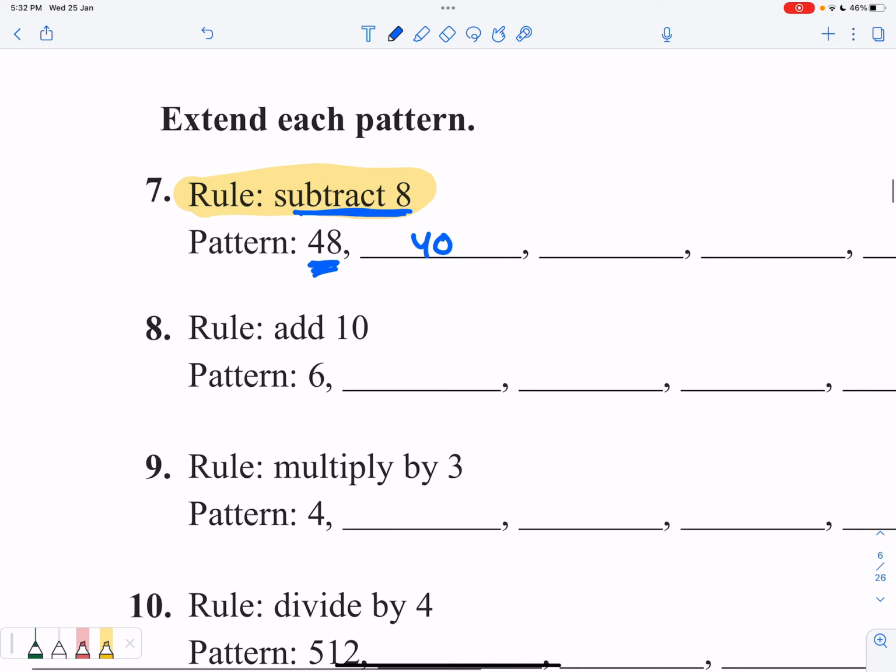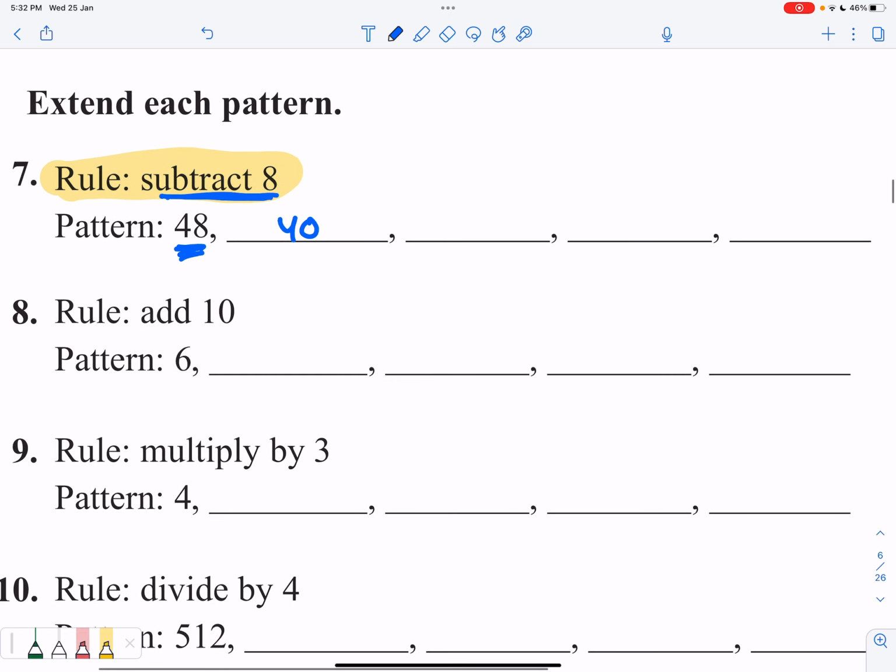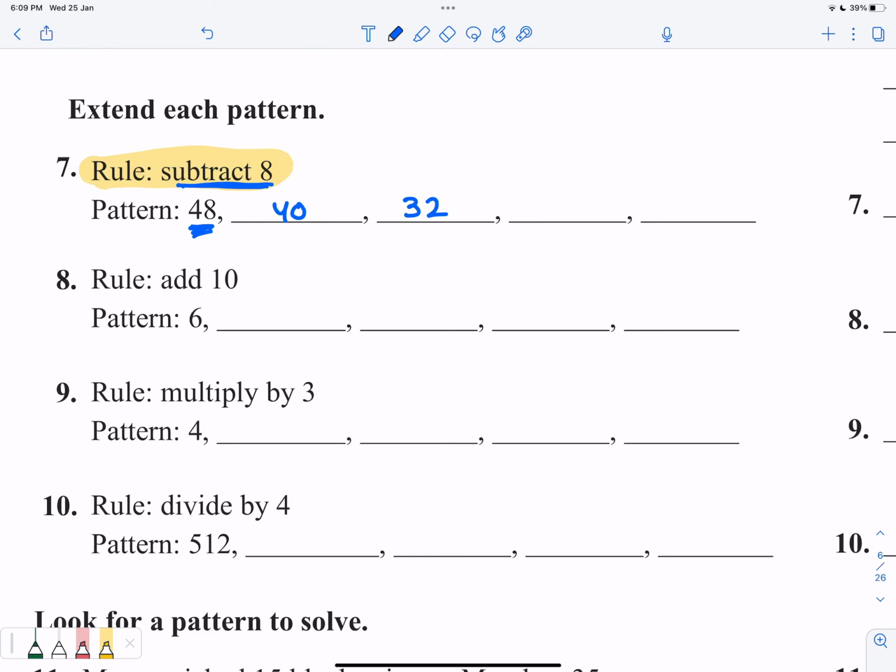Then again we need to subtract another 8. So 40 minus 8, we will get what? We will get 32. Then again we subtract 8 out of the 32. So 32 minus 8, that gives us 24. Then again, of course, we're going to subtract the 8 out of the 24. So 24 minus 8 equals 16. So like that, each time we subtract 8.